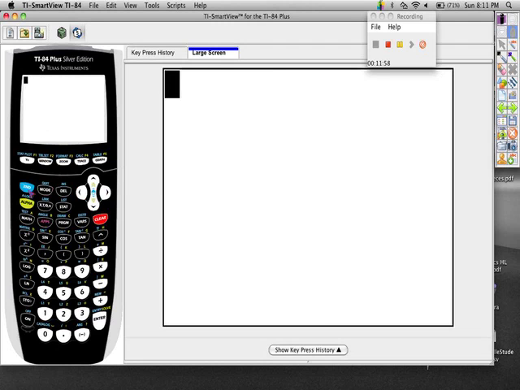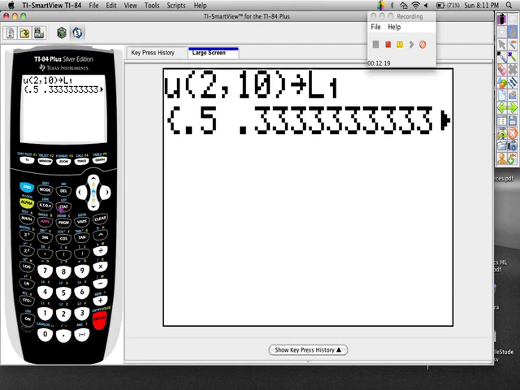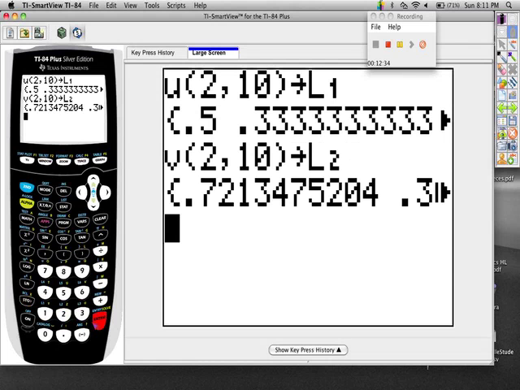What I can now do is generate terms of this sequence and then find the partial sums. So I'll go up to 10. And I'm going to store this into list 1. And then I'm going to do the same thing with V, evaluating the terms from 2 to 10. I'm going to store that into list 2. And then we looked in class at how to find the partial sums for this.